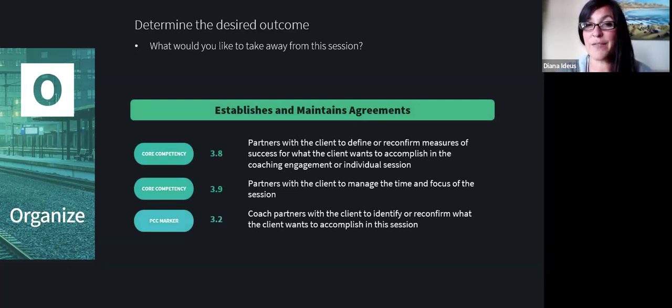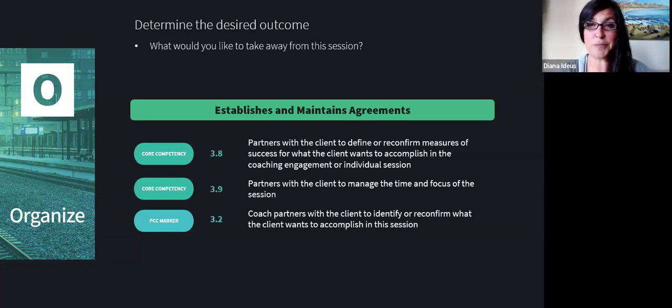So not only identify and define the topic, but define and reconfirm the measures of success. And then also, you can't really manage the time and focus of the session if you don't know where the client is heading. You can always ask to say, you mentioned XYZ, it seems like we're going this way, but you're not going to have that frame of reference if you haven't first gotten a sense of where they want to go. And your PCC marker on that is going to be 3.2, where you're expected to identify or reconfirm what they want to accomplish.